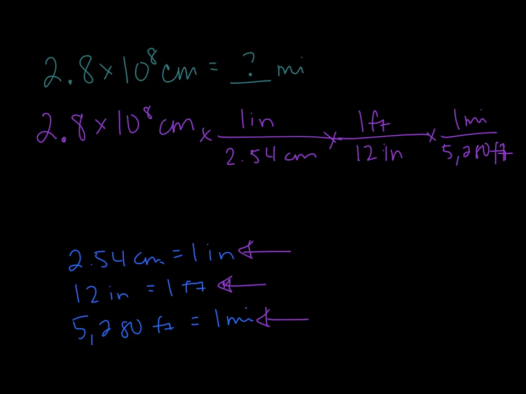So we're going to do the same thing we did on the last problem. We're going to divide by everything that's in the bottom. So it's going to be 2.8 times 10 to the 8th, divided by 2.54, divided by 12, divided by 5,280. And so what you end up getting in your calculator is 1,739.84 miles. Now, this only has 2 significant figures, 1, 2, so I have to round to the second significant figure, which would be the 7.